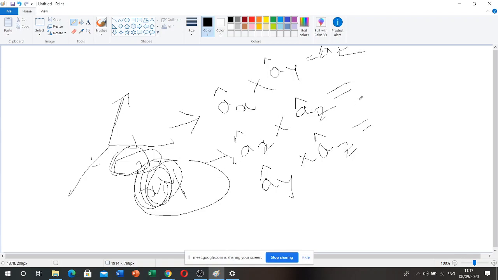Now the second one, ay cap. The third one, ax cap. Fine. So this is about the direction.